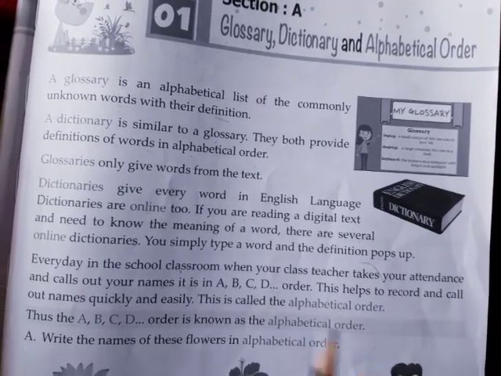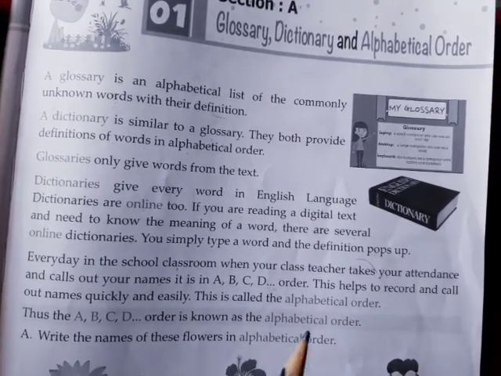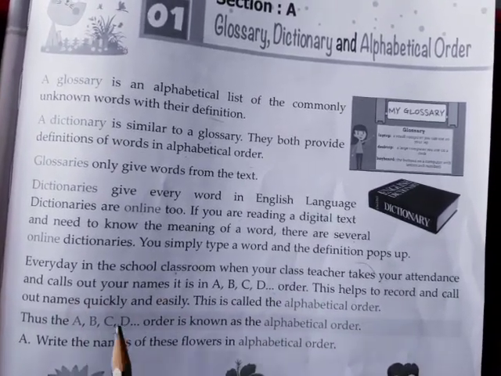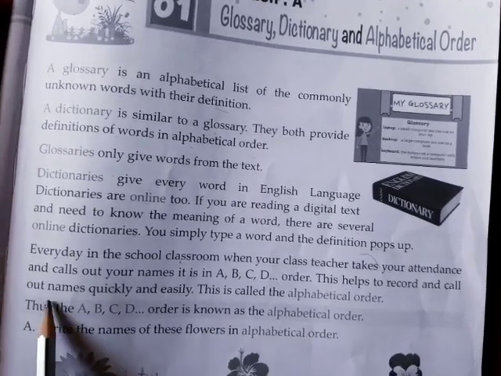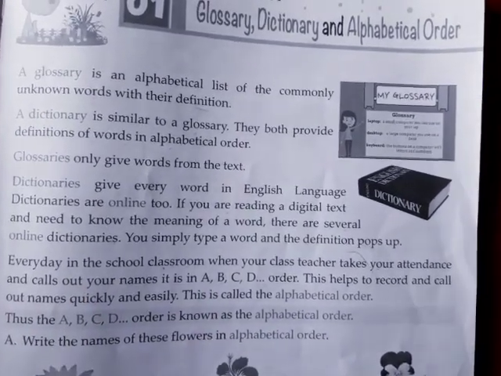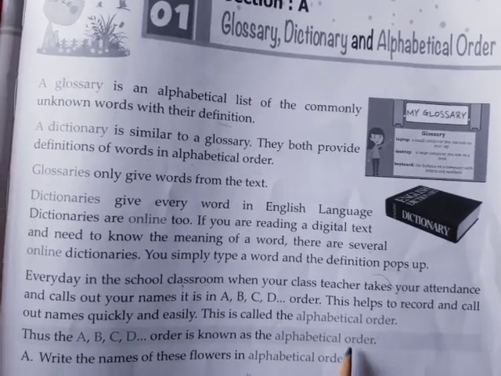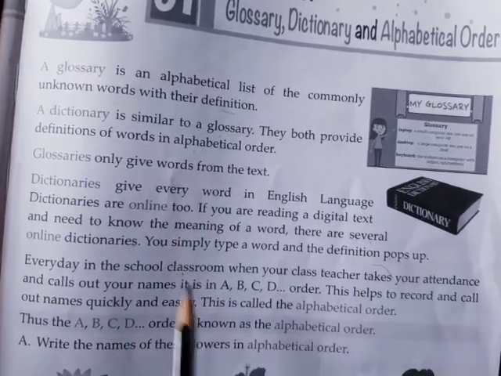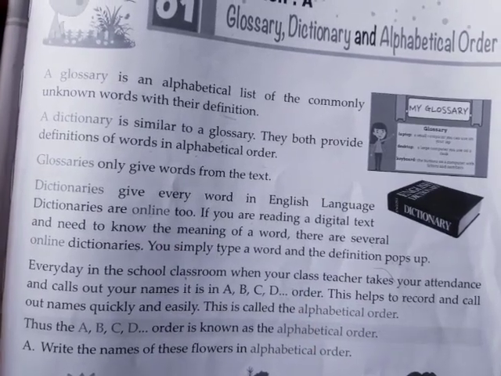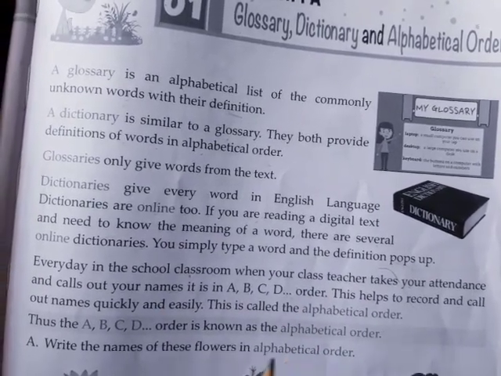After A, B has to be there, and after B, C has to be there. Like that, we have to follow the order. So this is called the alphabetical order. Thus, the A, B, C, D order is known as the alphabetical order. I've already explained to you what the alphabetical order is. A, B, C order is known as the alphabetical order.